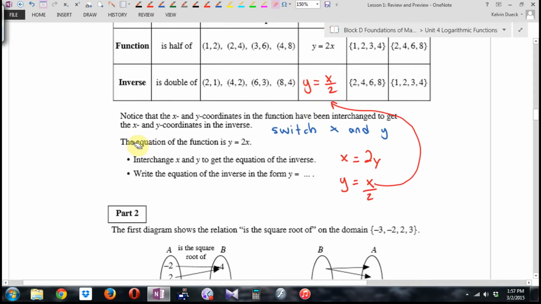So we wrote here the equation of the function originally was y equals 2x. Interchange x and y to get the equation of the inverse, and then get the y by itself. There's step 1, there's step 2.